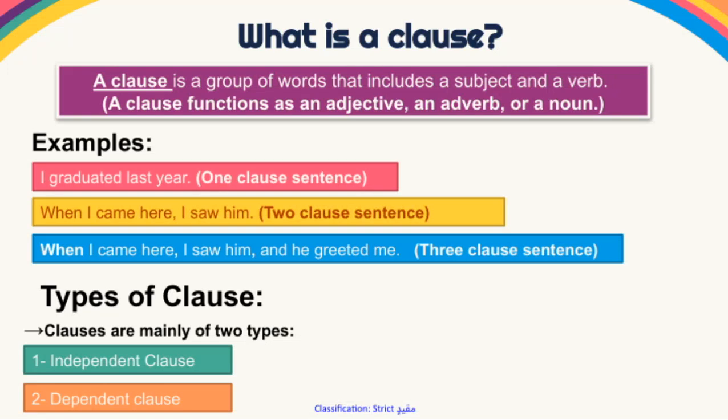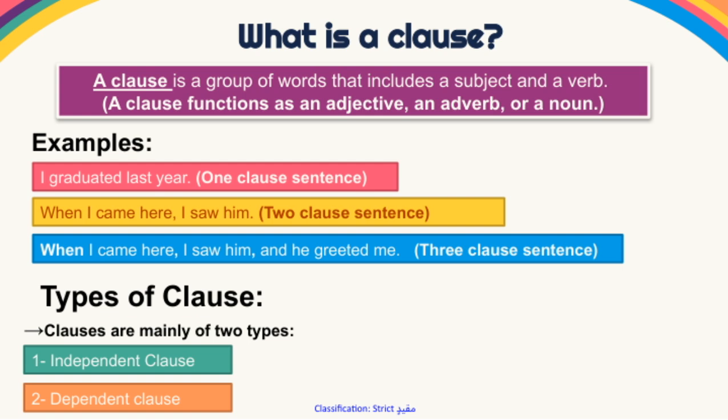All right, let's talk about clauses. On this slide, you'll see that clauses are mainly of two types, dependent clauses and independent clauses. These are the building blocks of complex sentences. For example, in the sentence, when I came here, I saw him and he greeted me, we have three clauses, each with its own subject and verb.